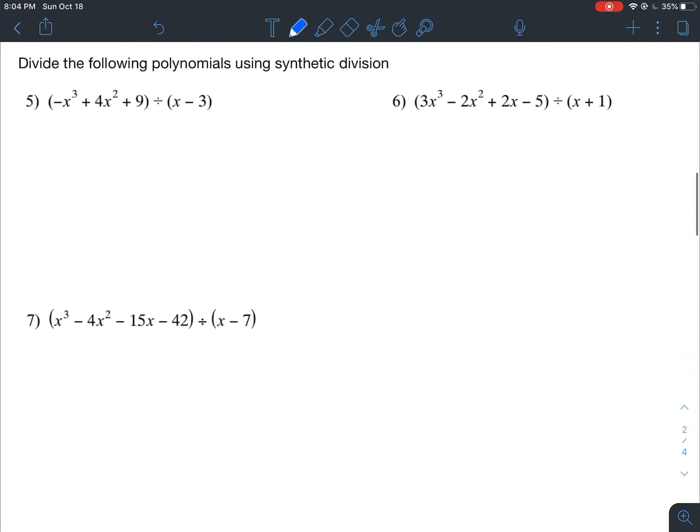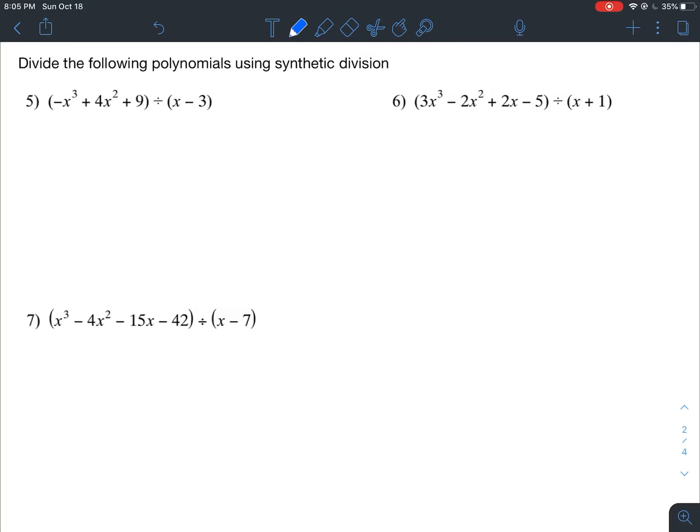synthetic division, which is another method of dividing, but just note that synthetic division only works whenever you're dividing by a binomial and it looks like this. So a binomial like 5x minus 8, you can't do that. It has to be like x minus 1, x plus 1, something like that. Okay? So synthetic division only works when you have these types of divisors.